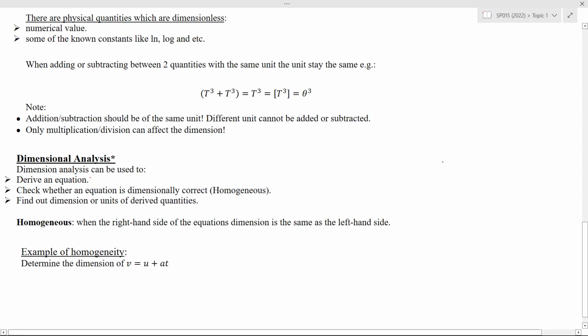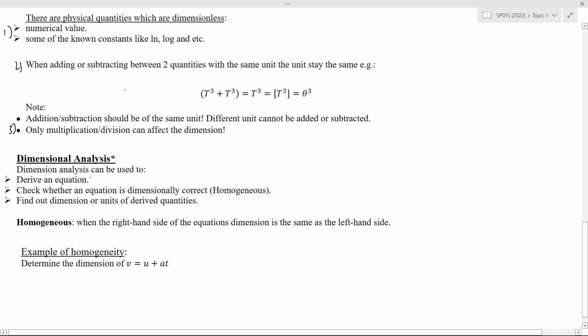Okay, kita akan teruskan untuk part 2 of subtopic 1.1. Okay, kita akan tengok peraturan yang ada bila kita gunakan kaedah dimension analysis. Okay, so ini adalah rule pertama, ini adalah rule kedua, dan rule ketiga saya buat kat sini.